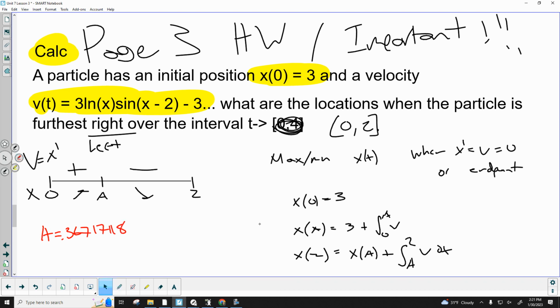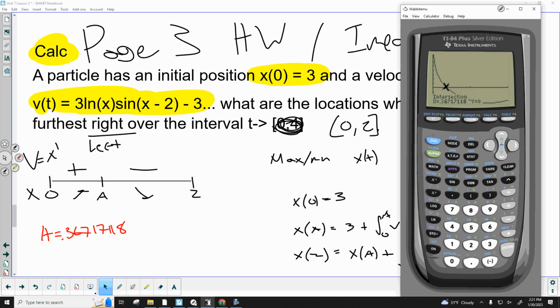But what does Mr. Messer like to do? Take that found intersection and store it. If you have not done this, please pay attention very closely. Once you find an intersection, in the home screen it's stored as x. We said it's a, so let's store. This store button is above the on. Store that value as a.